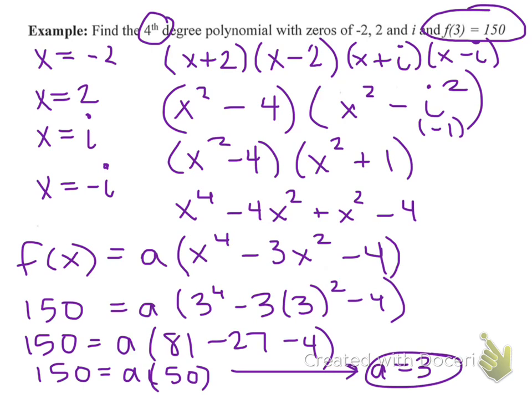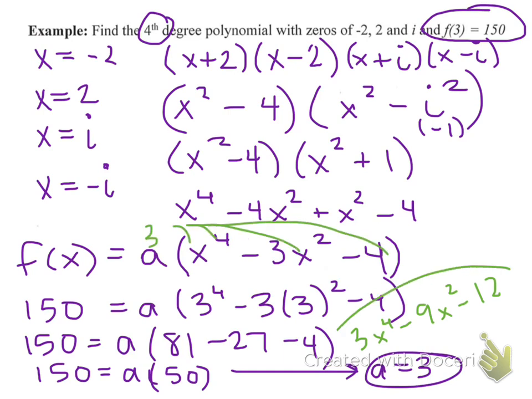So now that I've found the a value, the last thing that you have to do is just plug it in, and that's your coefficient. So my answer, and I'm going to write it on diagonal because I don't have room, is going to be 3x to the 4th power minus 9x squared minus 12. So notice if I put a 3 there and just distribute it to all 3 terms, that is how we get that final answer.